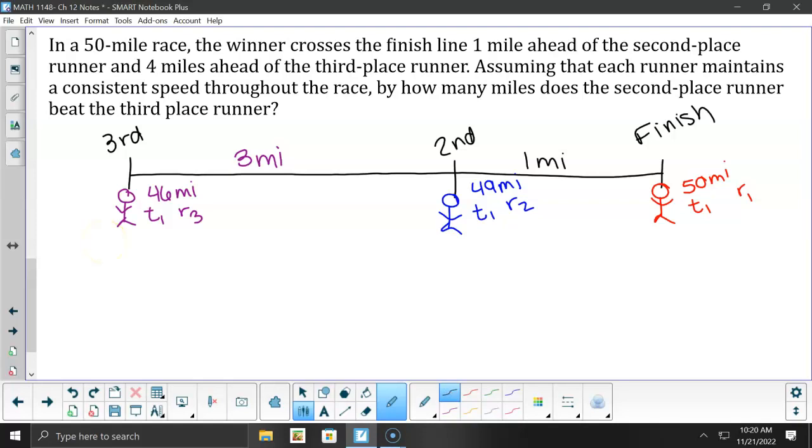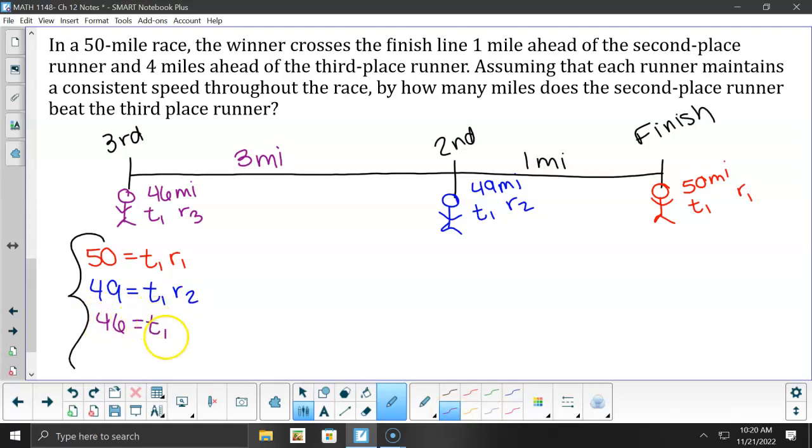Okay. So, if you were going to make a system, I've got first place dude with distance equals rate 1 times time 1. Second place dude, let's actually write this in the same colors. So, first place: 50 equals time 1, rate 1. Second place is 49 equals time 1, rate 2. And third place is 46 miles, time 1, rate 3.